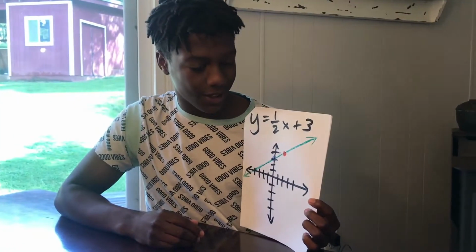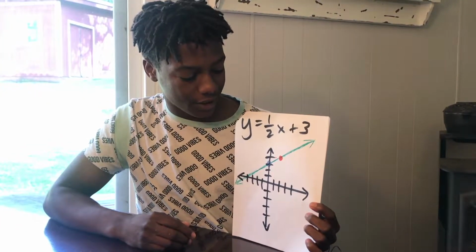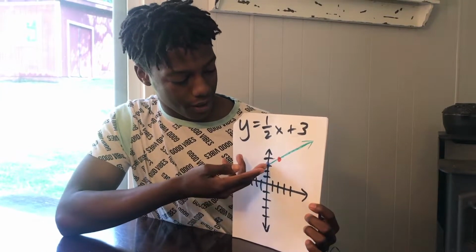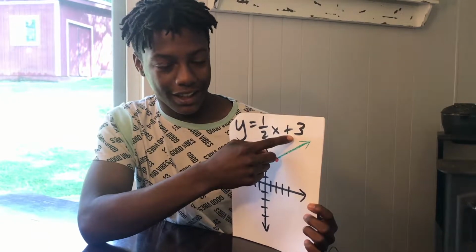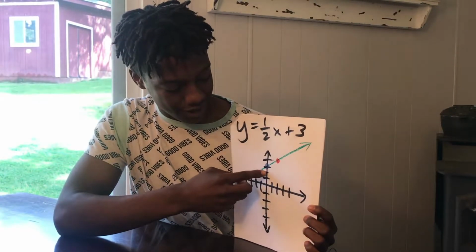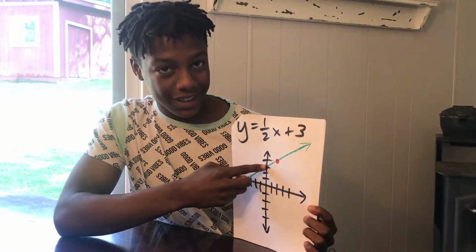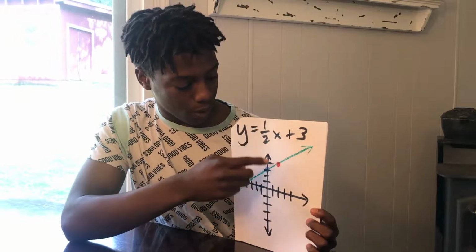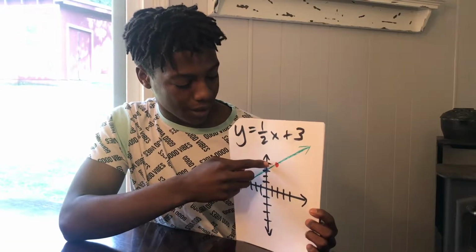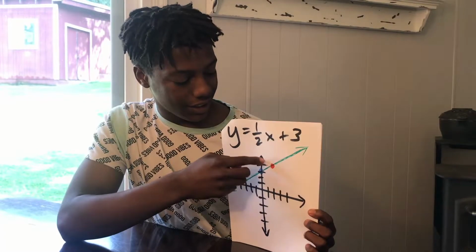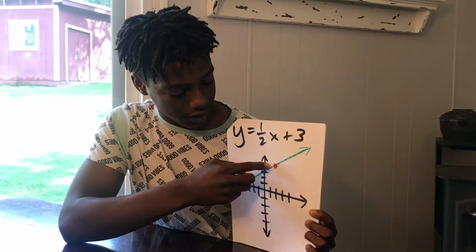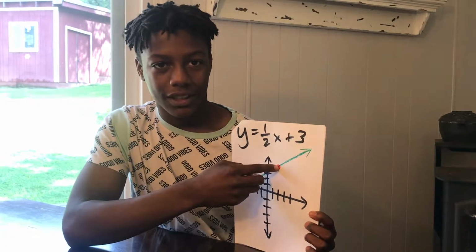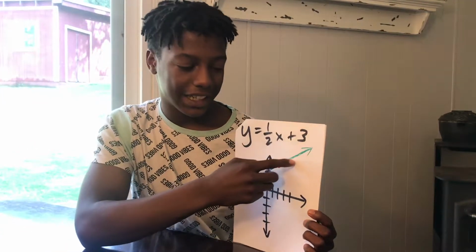Okay, so you're going to have to graph this one. You go up 3, because there's a plus 3 there. So you get 1, 2, 3. And then from here you rise up 1. And then there's a 2 there, so you go over 2. So you go up 1 and over 2. And then the line should look like this.